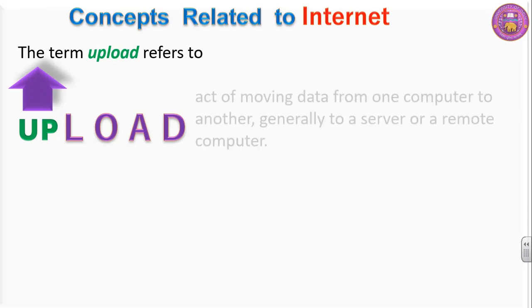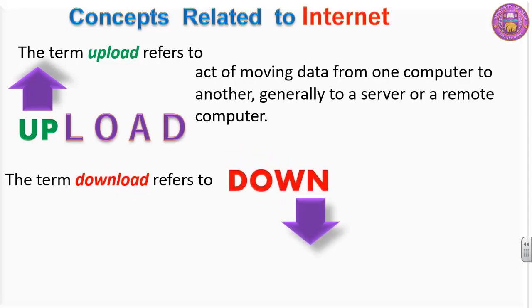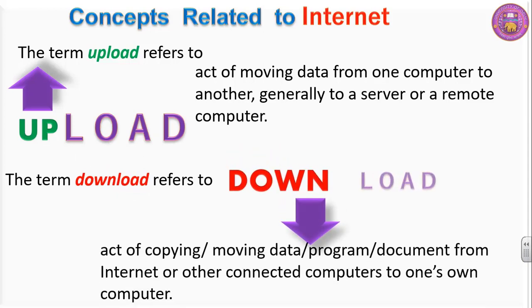Now upload. The term upload refers to act of moving data from one computer to another, generally to a server or a remote computer. The term download refers to act of copying, moving data, program, documents from internet or other connected computer to one's own computer. If you are copying some data from internet to your own computer, then this is termed as downloading. If you are moving a particular program from internet to your own computer, again it is downloading.